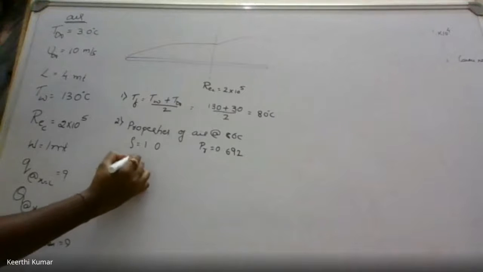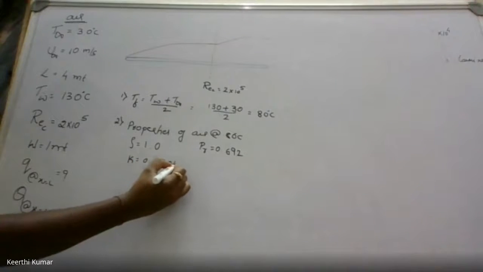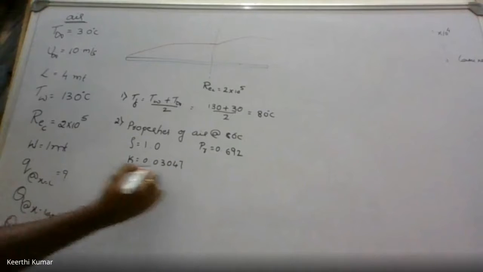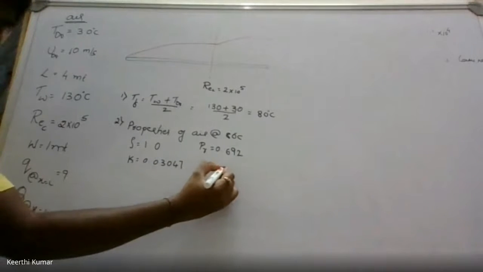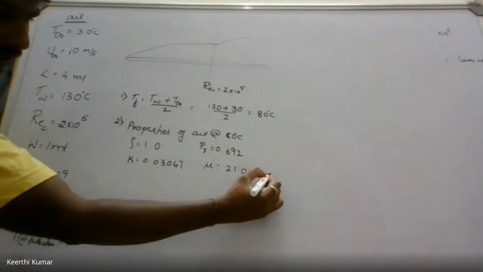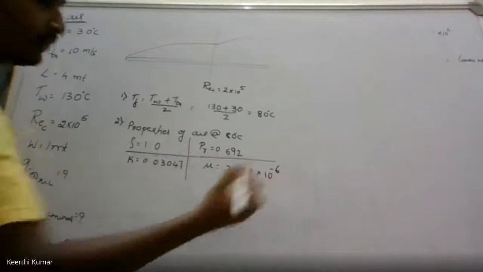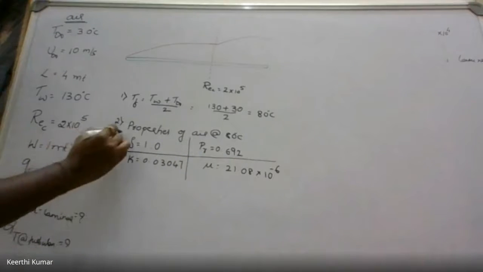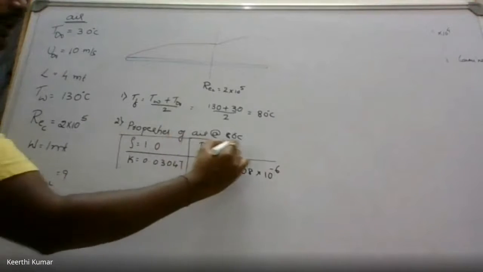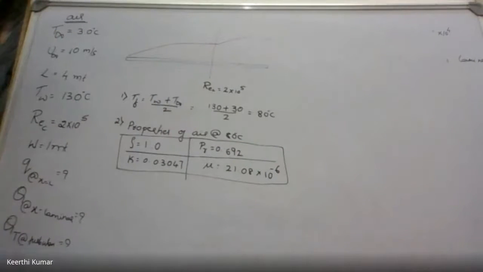Then k, thermal conductivity, is equal to 0.03047. Then mu is equal to 21.08 into 10 to the power of minus 6. So these four properties are enough for me to solve the problem. You take these four properties from the data handbook for air at 80 degrees centigrade. Now all four properties are obtained.